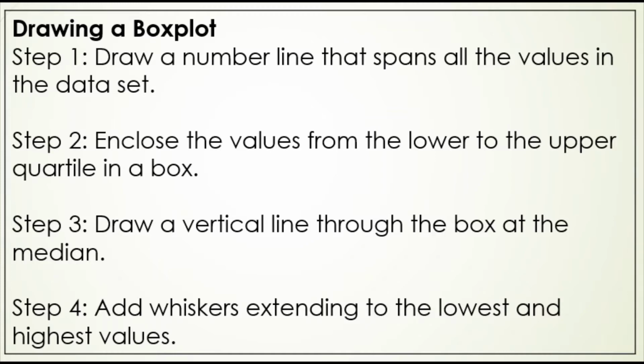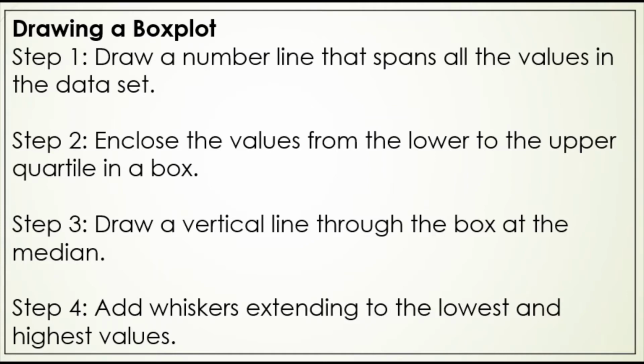Step 2 is to enclose the values from the lower to the upper quartile in a box. So we'll put a line where the lower quartile will be, and then we'll put a line representing the upper quartile, and then we'll connect those lines together in a box. The thickness of the box doesn't matter. It's just the length of the box between the lower quartile and the upper quartile.